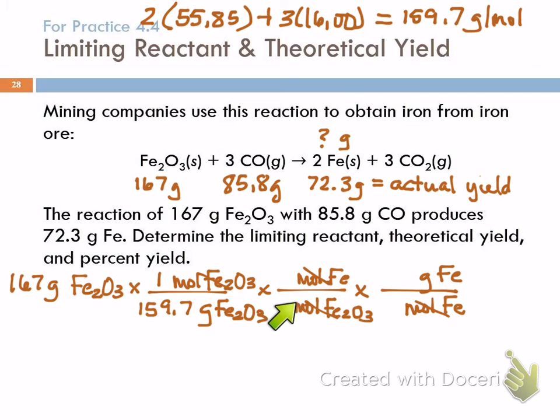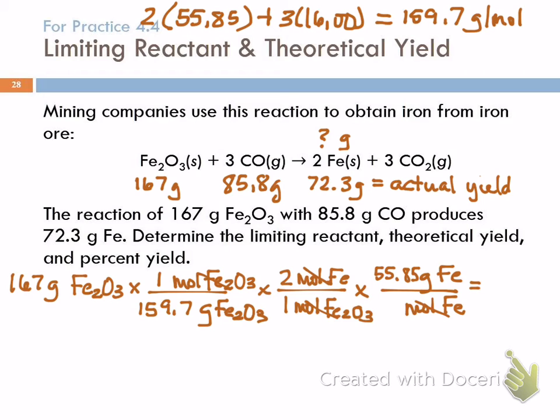The mole ratio comes from the equation. You get 2 moles of iron for every 1 mole of Fe2O3. And then the mass of iron is just 55.85. No calculating because that's an element. 167 divided by 159.7 times 2 times 55.85 equals.